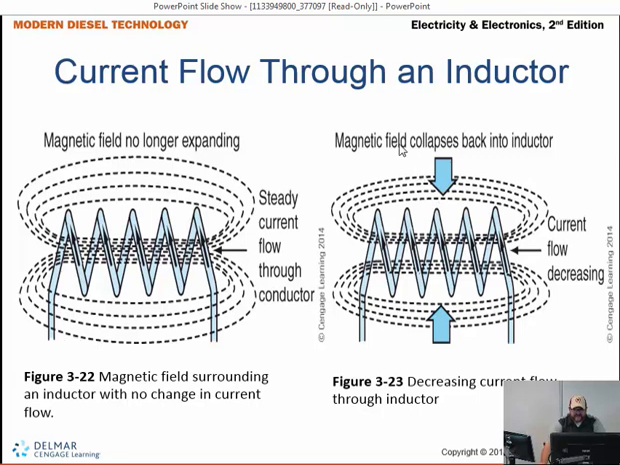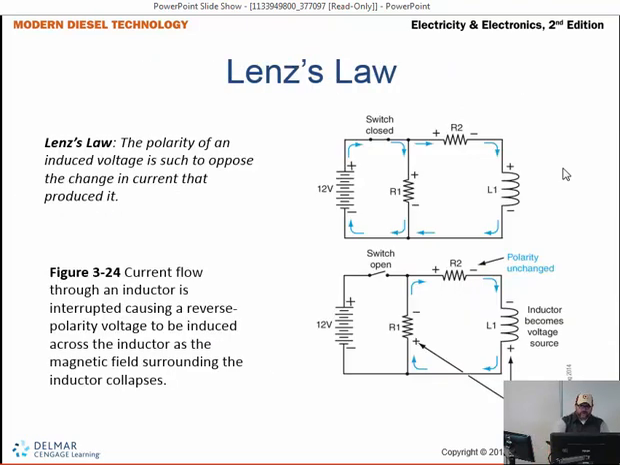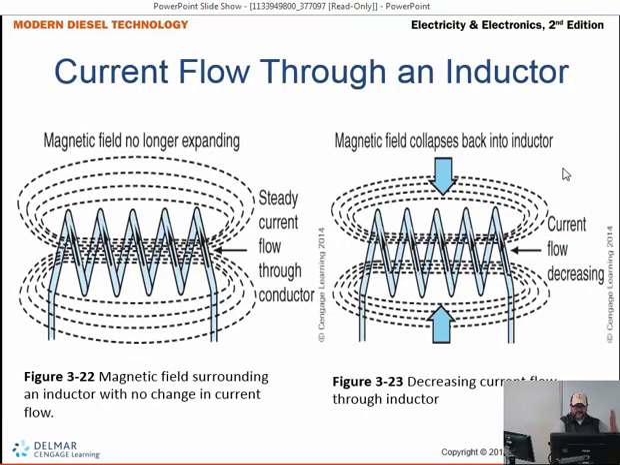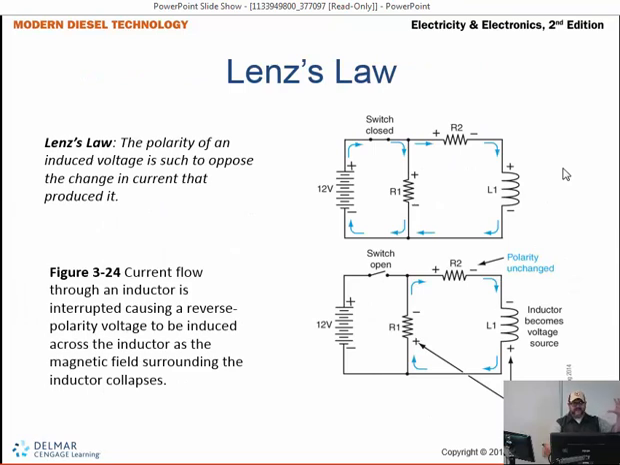Okay. When the magnetic field collapses back into the wire, either because current flow is decreasing or is cut off completely, we are going to have a collapse. That collapse is going to create voltage. So Lenz's Law: the polarity of an induced voltage is such as to oppose the change in current that produced it. So there's Lenz's Law explained.